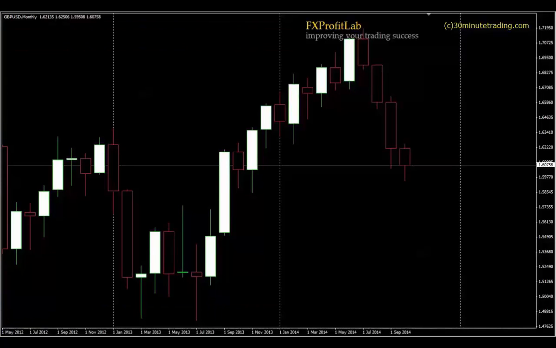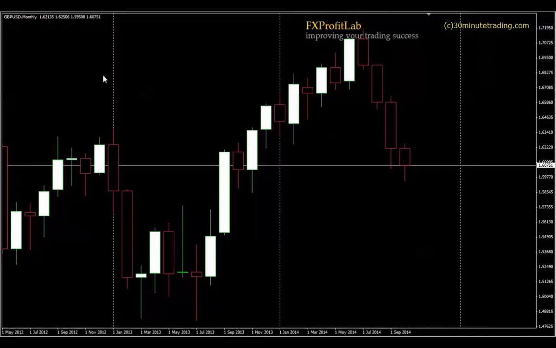Right, so let's look at trend and understand that the trend is your friend. Well, here we go. Let's look at this. This is the pound, GBPUSD, the pound dollar. Currently, we're looking at the monthly chart. Now, the monthly chart means that we're looking at monthly candles.